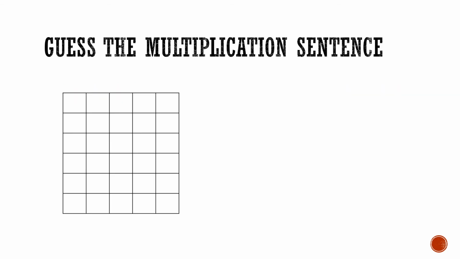All right, let's try something else. Guess the multiplication sentence. I'm going to show you some arrays, and I want you to see if you can figure out the multiplication sentence that matches. So let's take this one as an example. I see that I have 1, 2, 3, 4, 5, 6 rows with 1, 2, 3, 4, 5 in each row. So this is a 6 by 5 array. That means that my problem must be 6 times 5. What is the total? Let's skip count by 5s. 5, 10, 15, 20, 25, 30.